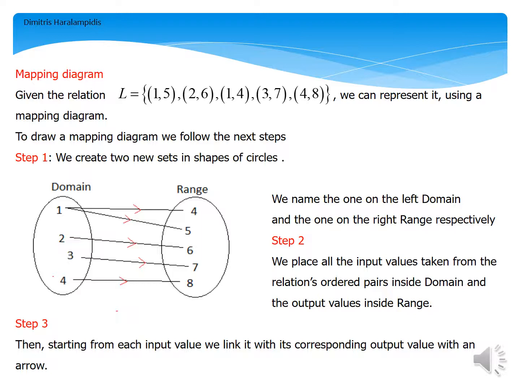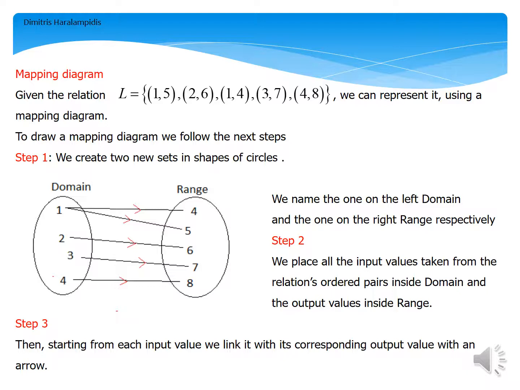Finally, let's see what the mapping diagram is. Given the relation L, we can represent it using a mapping diagram. To draw a mapping diagram, we follow the next steps. At first, we create two new sets in shapes of circles. We name the one on the left domain and the one on the right range respectively. Then, we place all the input values taken from the relation's ordered pairs inside domain and all the output values inside range. Then, in our final and third step, starting from each input value, we'll link it with its corresponding output value with an arrow.